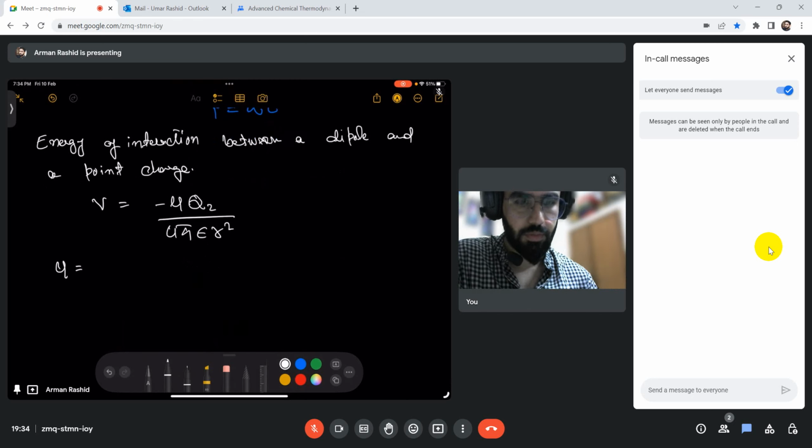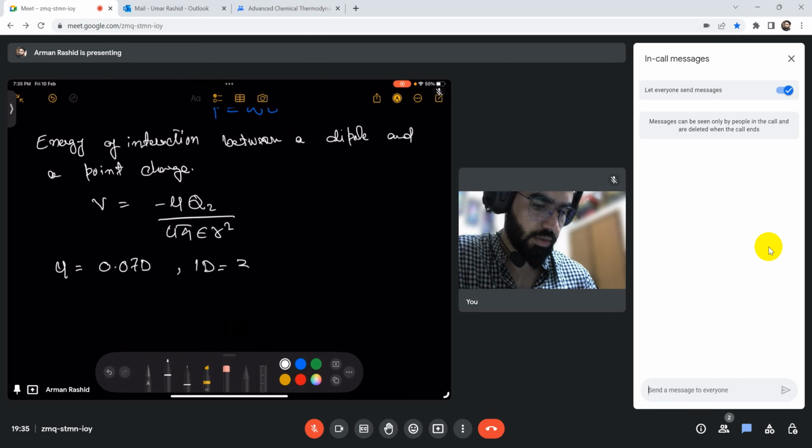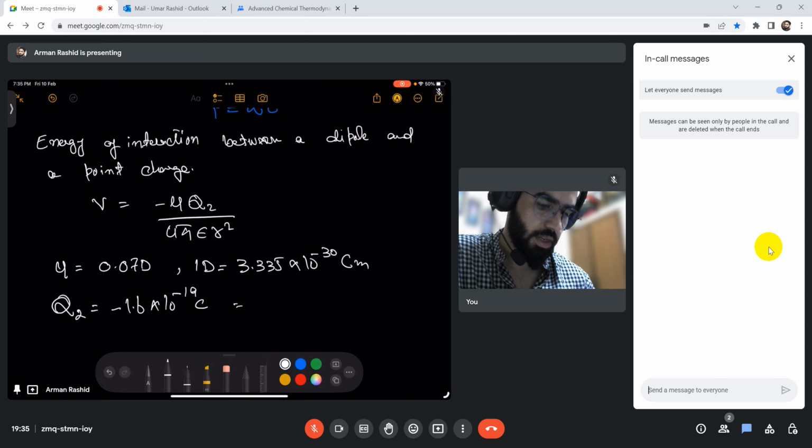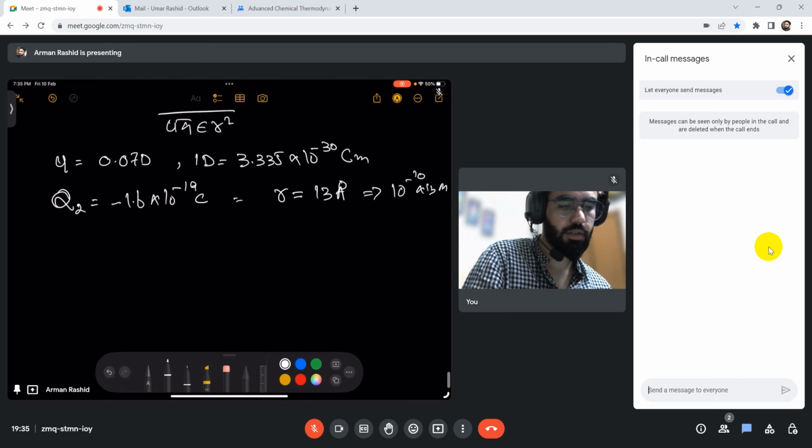So mu is given as 0.037 Debye. We know that 1 Debye is equivalent to 3.335 into 10 to the power minus 30 coulomb meter. The charge is given as minus 1 point, and the distance between them is given as 13 angstroms. We can convert that into SI units.